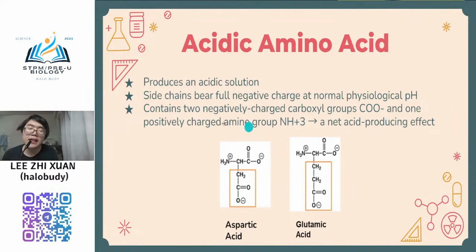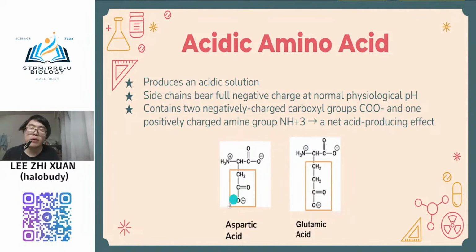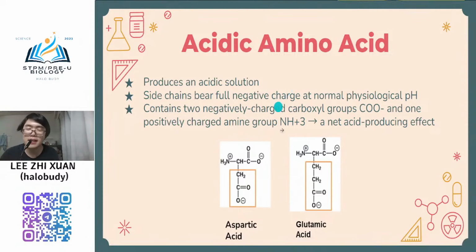Because why? They contain two negative charges. One is from the basic unit, and another one is from the side chain. So an acid-producing effect will be produced. So this one is what we call an acidic amino acid. They will produce an acid solution.